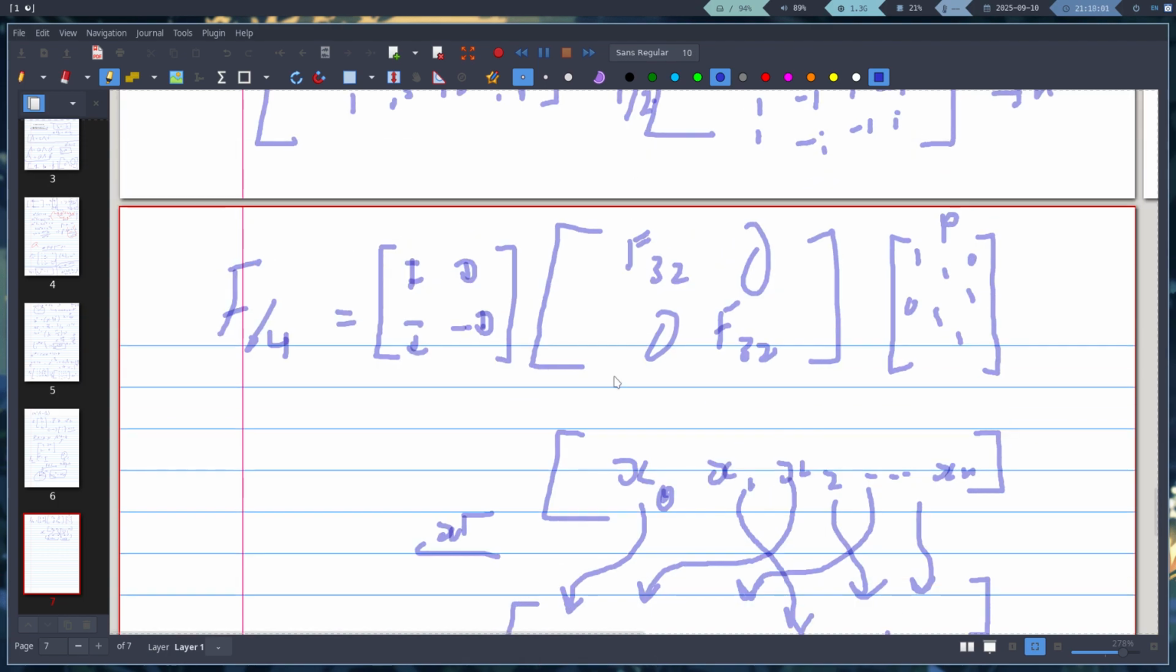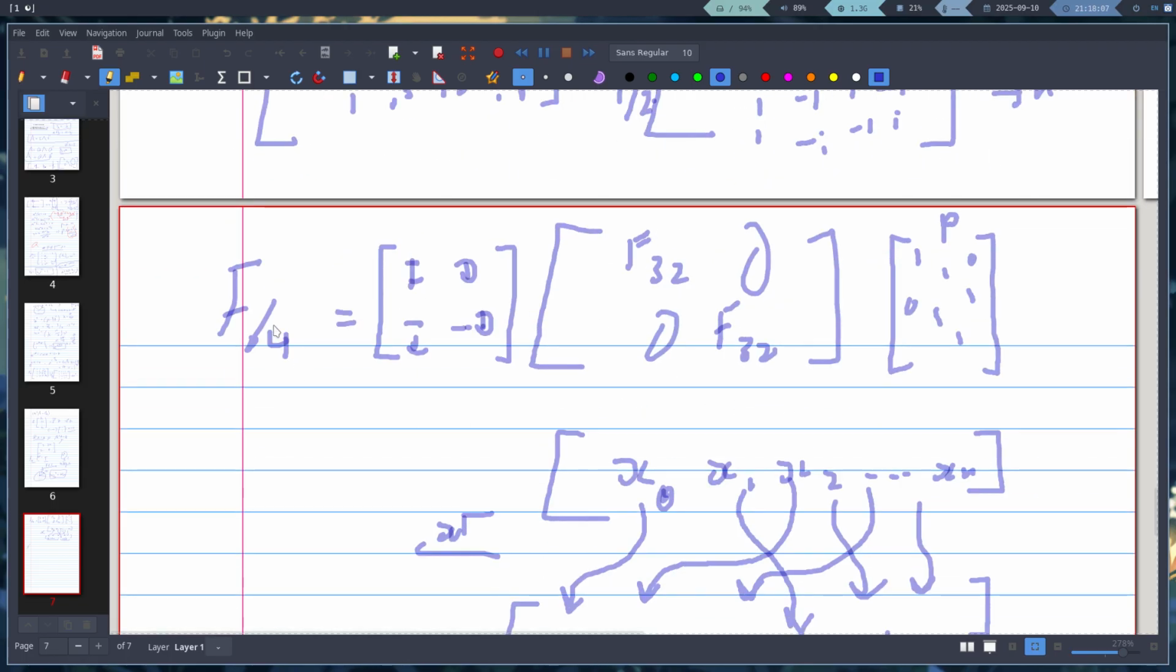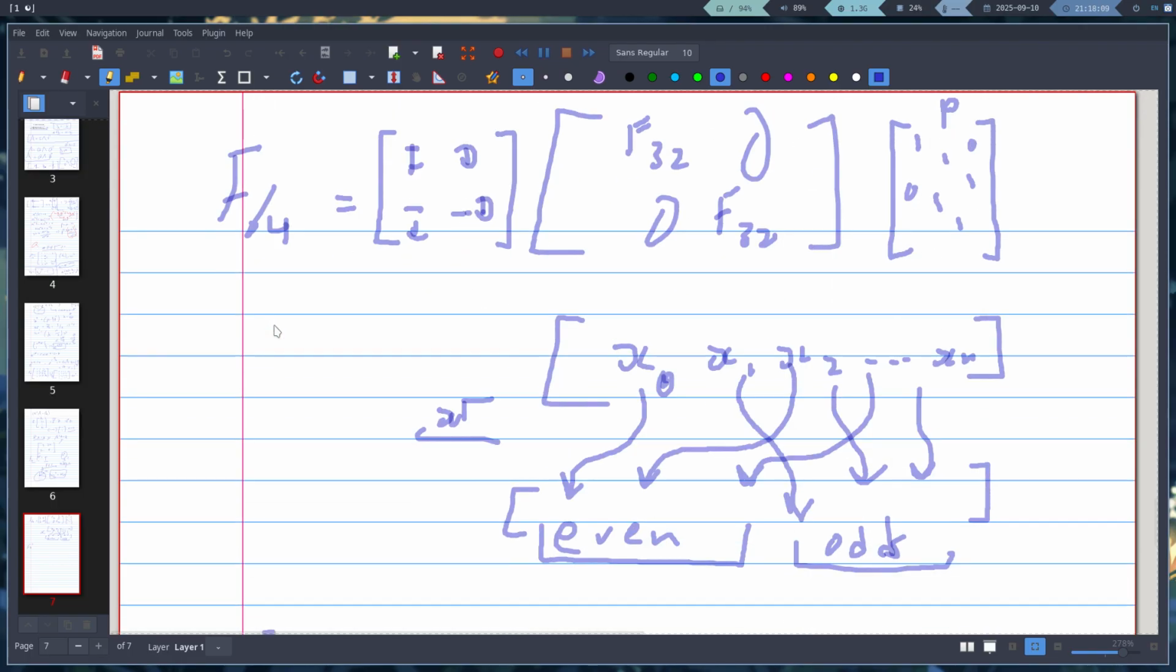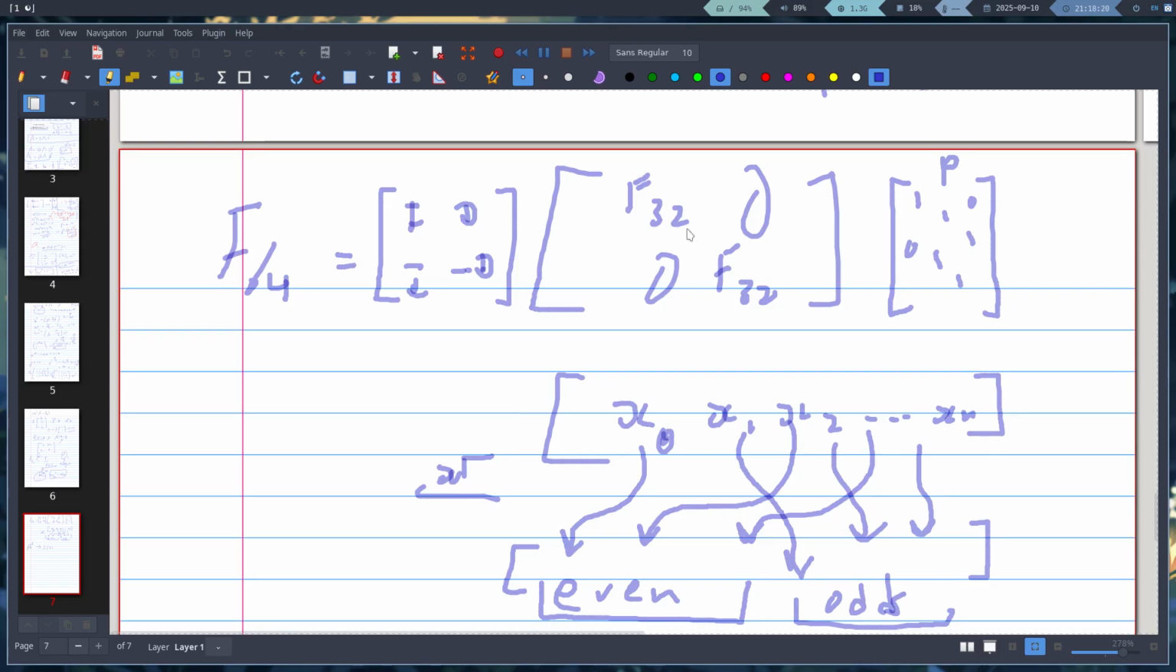And so, so far we're at 64 squared, right here. This is what we're at. We're at 64 squared, which is terrible. But once you do this, you're at 2 times 32 squared, because we've got 2 of these 32 by 32 matrices sitting here, right?